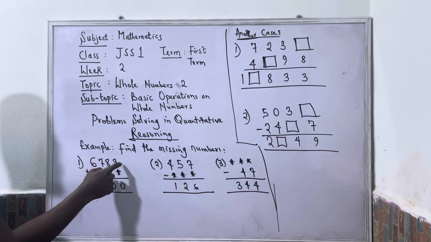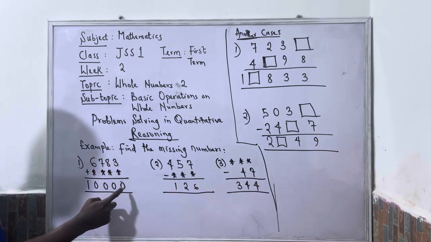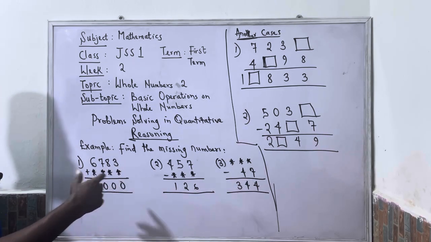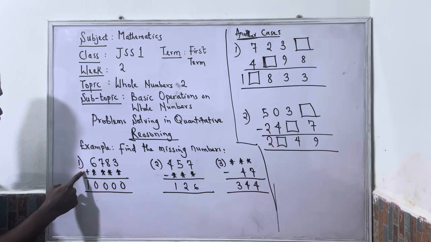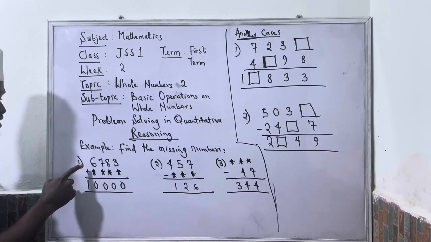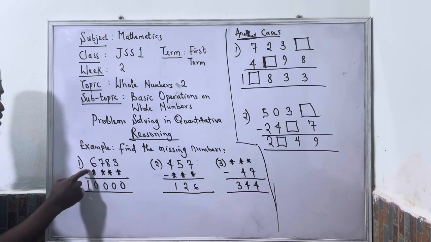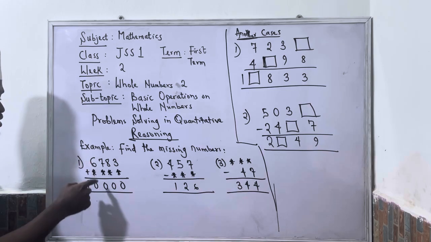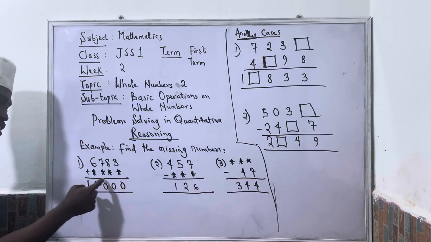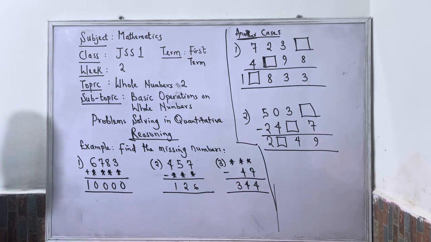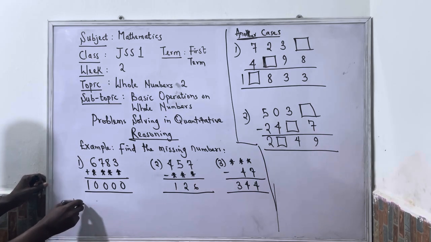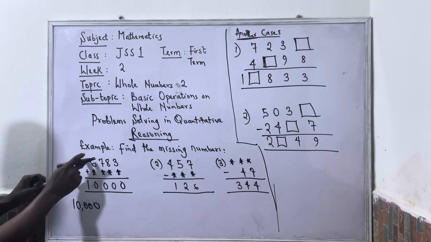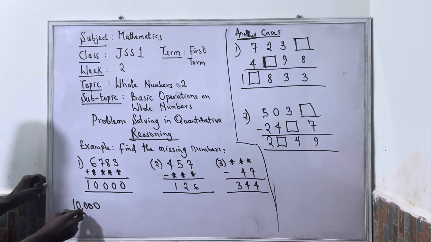Even if it is this that is missing and you are given this, all you still need to do is to subtract if it is in the case of addition. In the case of addition, no matter what is missing, just subtract, so far as you are given the total. So all we need to do is 10,000 minus 6,783. So I'll calculate that to get my answer.